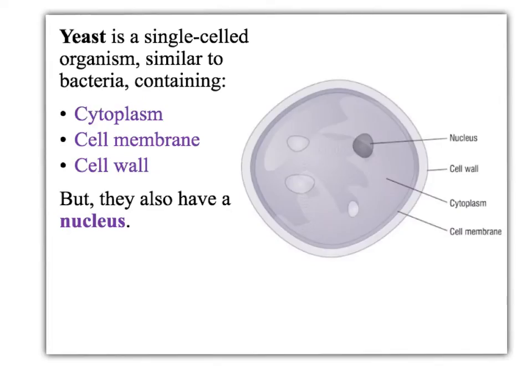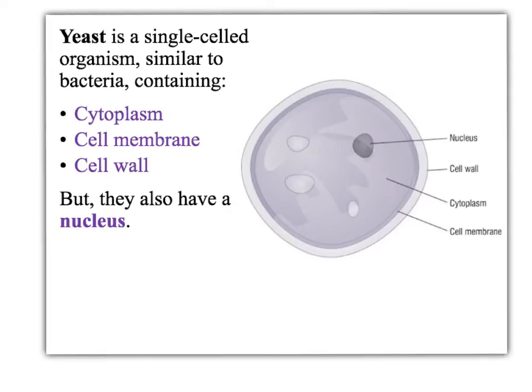If we look at yeast, which is a single cell organism similar to bacteria, it's different to a bacteria in the fact that it contains a nucleus. Okay, but similar to a plant cell, I guess, in the fact that it has a cell wall, and similar to plant and animal cells in the fact that it has a cytoplasm and a cell membrane. Now, these organisms are able to respire both aerobically and anaerobically.